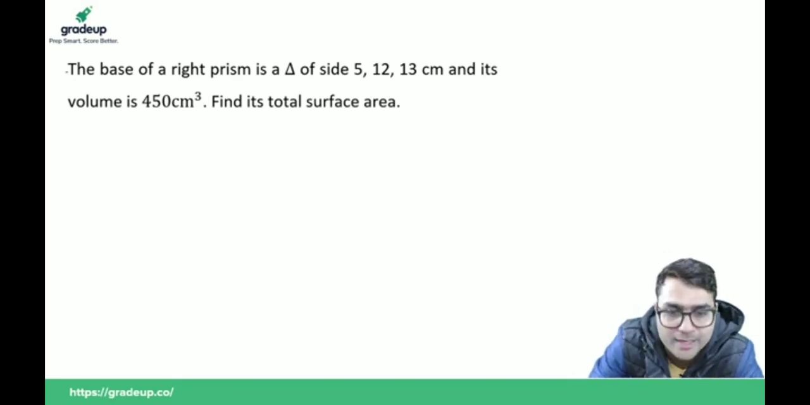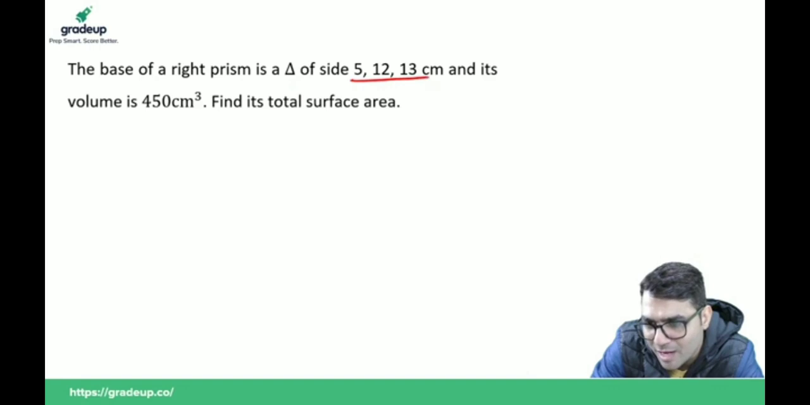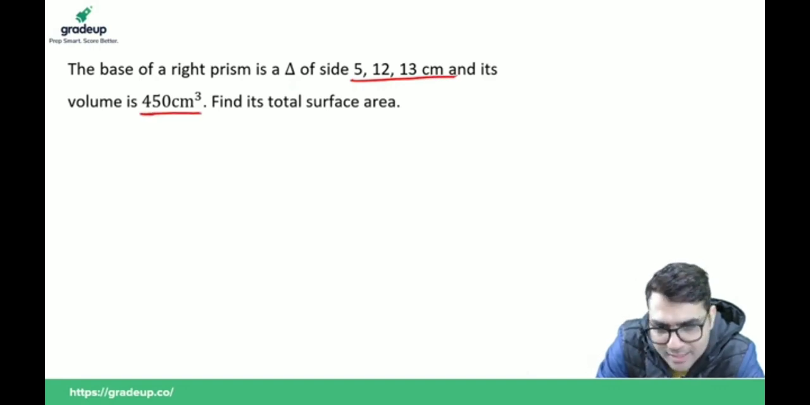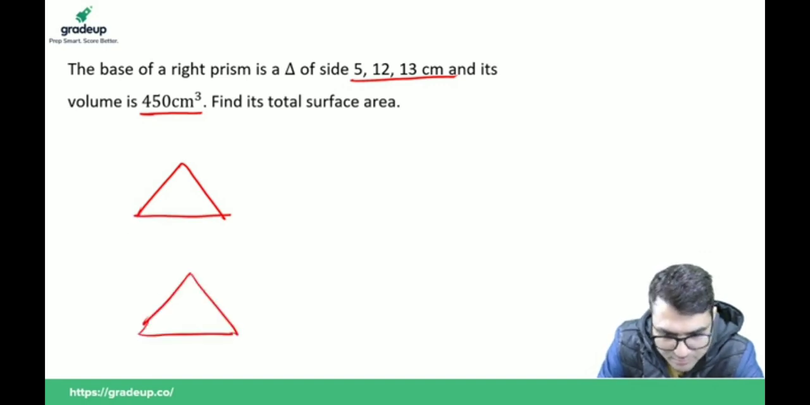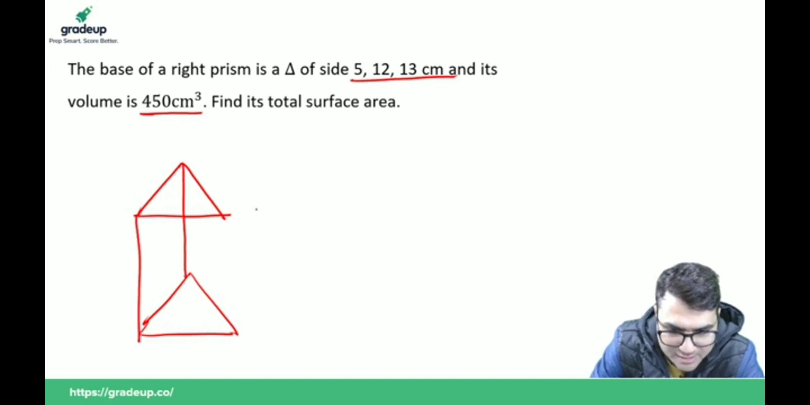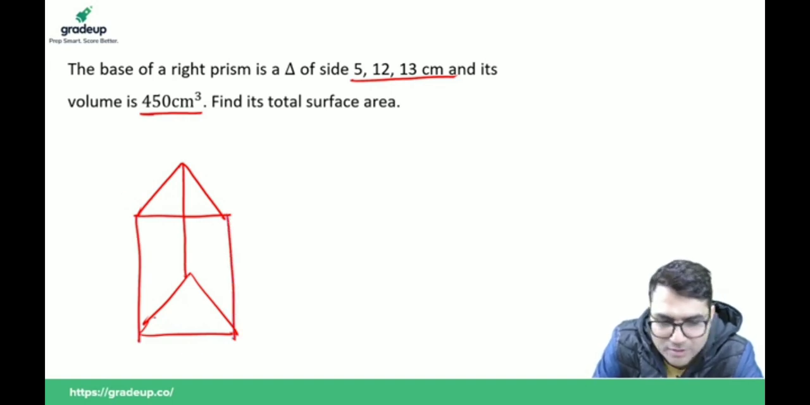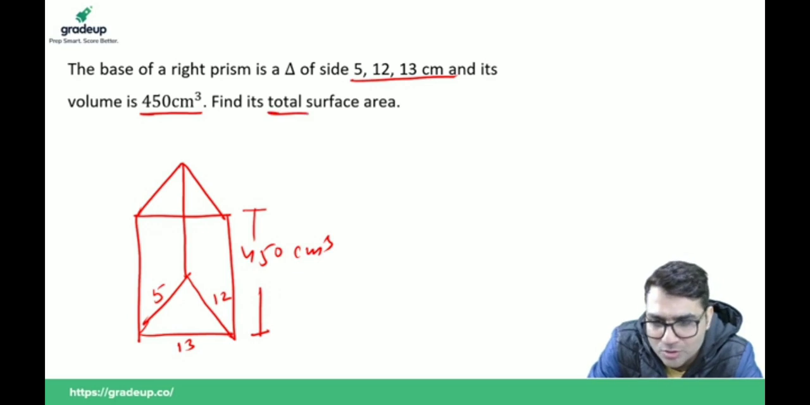The base of a right prism is a triangle of sides 5, 12 and 13 centimeter, and its volume is 450 centimeter cube. Find its total surface area. Here we have the right prism, and the sides of the base are 5, 12 and 13. Its volume is 450 centimeter cube. We have to find the total surface area.